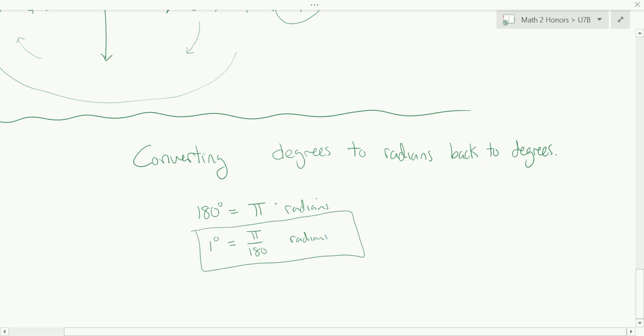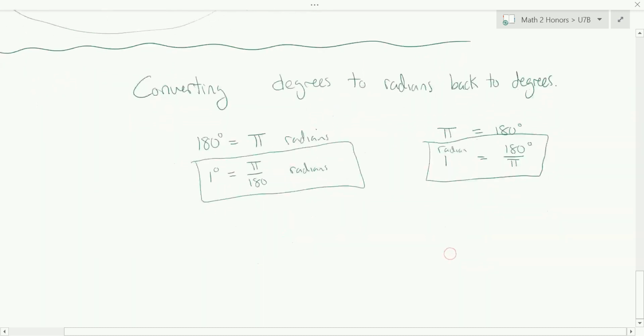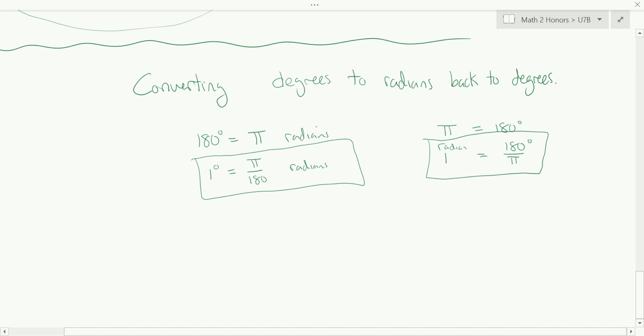And if I want just 1 radian, well, I start with this. I say, well, pi is 180 degrees. So I'll divide both sides by pi to get 1 radian. And so 1 radian would be 180 degrees over pi. So these are your radians over here. Now when I know that, I can find anything I want.